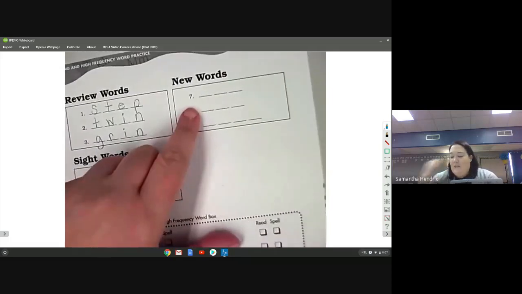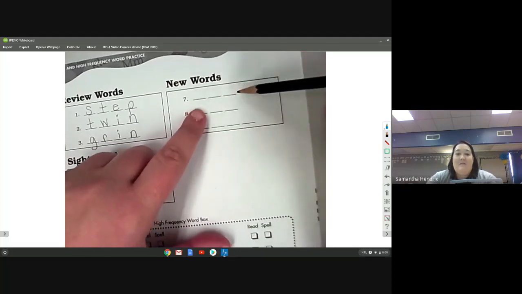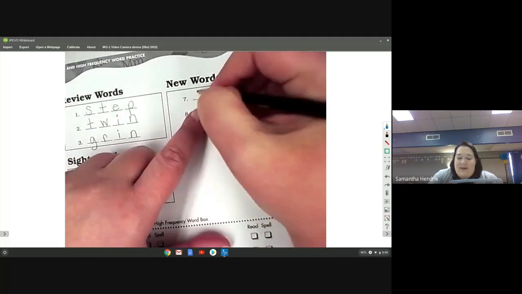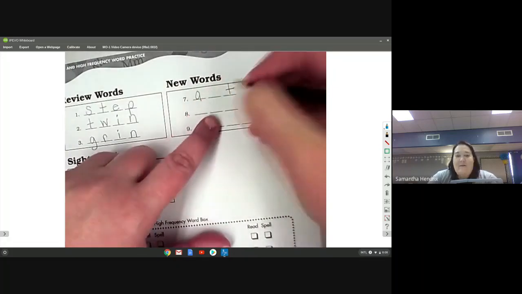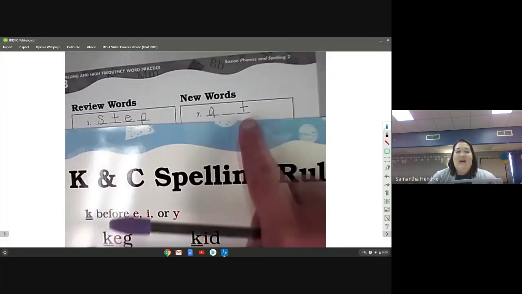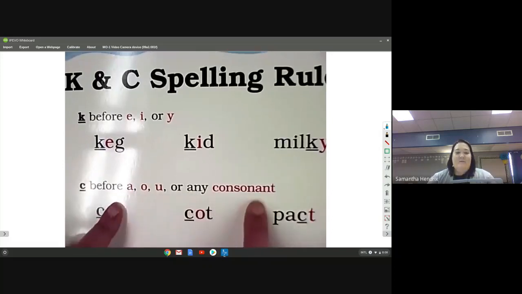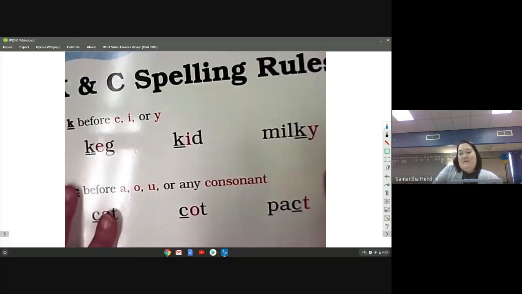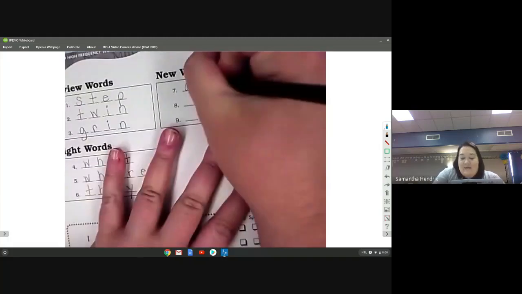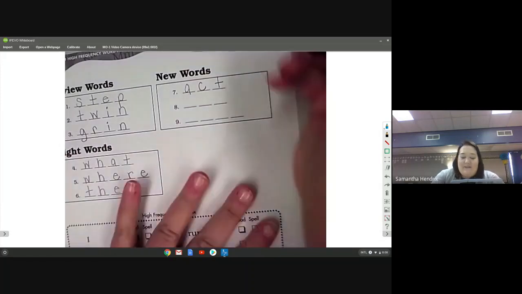Okay, and we're going to spell the word act. So we know it's act. Okay, so I'm going to go ahead and put a and t, and then I'm going to look. What is that letter? That's a consonant. So A-O-U or any consonant, we're going to use the C. So that is going to be a C. Okay, good job. Let's spell cut.